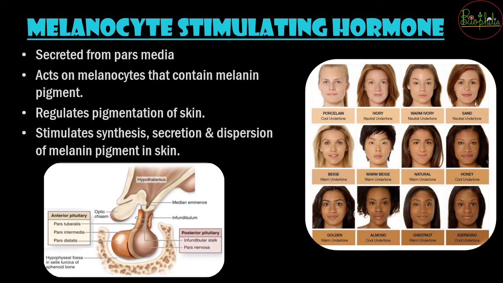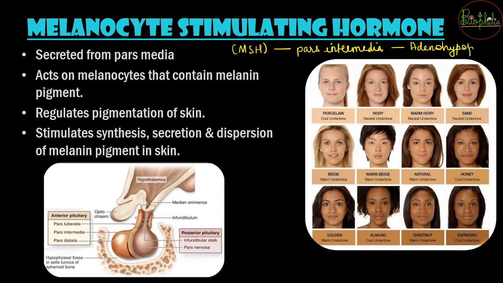Now melanocyte stimulating hormone, which is shortened as MSH, and this MSH is released from where? It is released from pars intermedia, और pars intermedia किसका part है? It is a part of adenohypophysis.